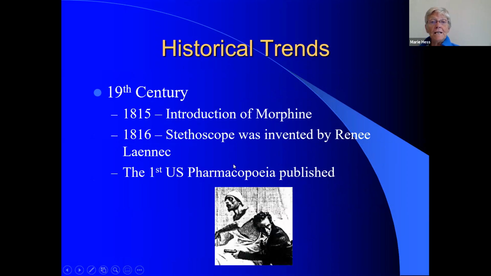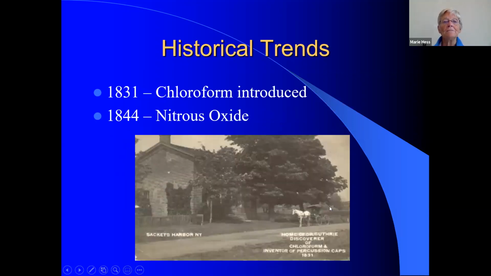In 1815, we had the introduction of morphine. Then the stethoscope was invented in 1816. Up to that point, physicians could not listen to chests. They would roll up a magazine or a newspaper and listen through it. And then the pharmacopoeia was published. Or they would put their ear directly on the chest, and physicians weren't allowed to do that with women. So they had to sort of guess what was going on in the lungs. So the stethoscope helped that a lot.